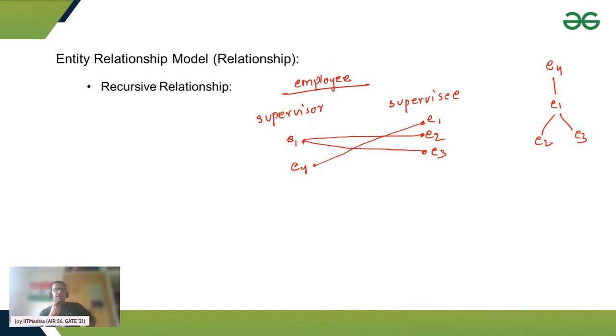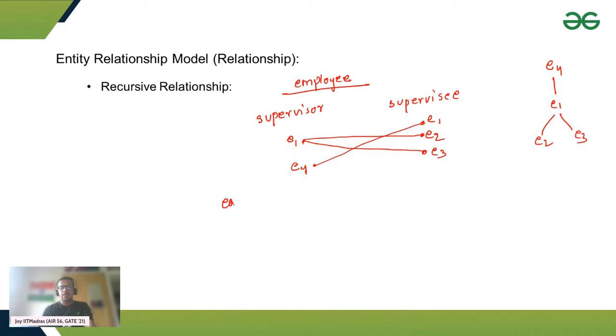So let's talk about the cardinality and the participation. The scenario is that every employee should have a supervisor, and it is not needed that every employee is a supervisor. All the employees are having one supervisor, but it is not that every employee is a supervisor. Correct.